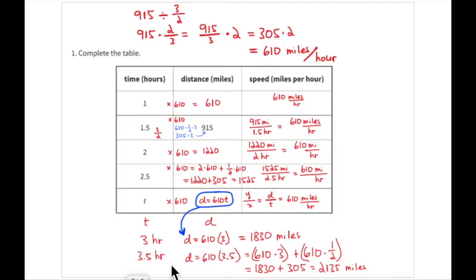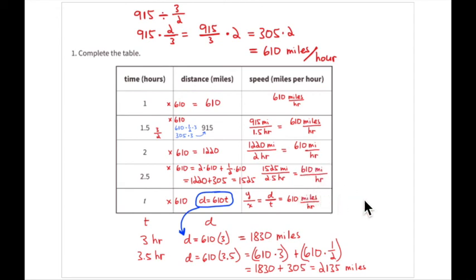Okay, I want to go back to 2.5 hours and 3.5 hours. And both of those numbers of hours were multiplied by 610, the constant of proportionality, to get the respective distances traveled. So 2.5 hours was 1,525 miles, and 3.5 hours was 2,135 miles. And then what you do is you take those total number of miles, divide them by the hours, and you should confirm that in fact the constant of proportionality is 610 miles per hour.